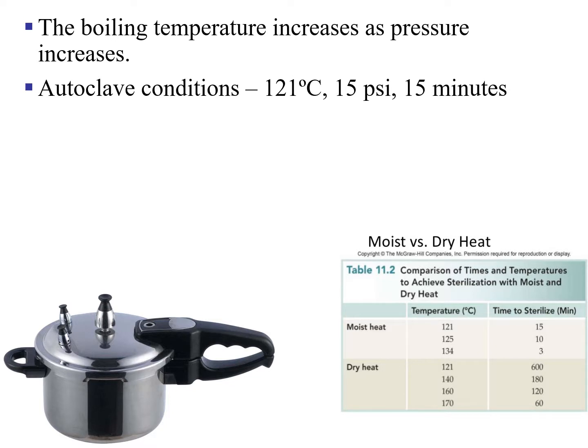The boiling temperature increases as pressure increases. So once this container is sealed, in this bottom picture, which is a pressure cooker, the temperature is going to increase as pressure increases. Autoclave conditions usually are 121 degrees Celsius, and you're going to generate 15 psi, and we usually cook it about 15 minutes, and that typically destroys everything.